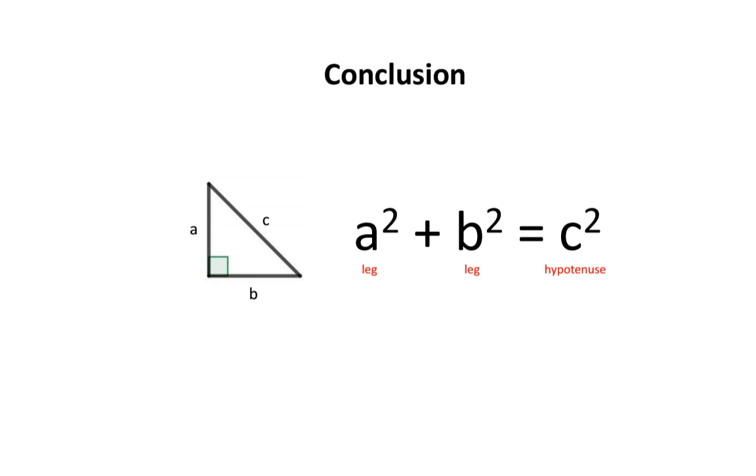In conclusion, the Pythagorean theorem is a squared plus b squared equals c squared, where a represents the length of a leg, b represents the length of another leg, and c represents the length of the hypotenuse.